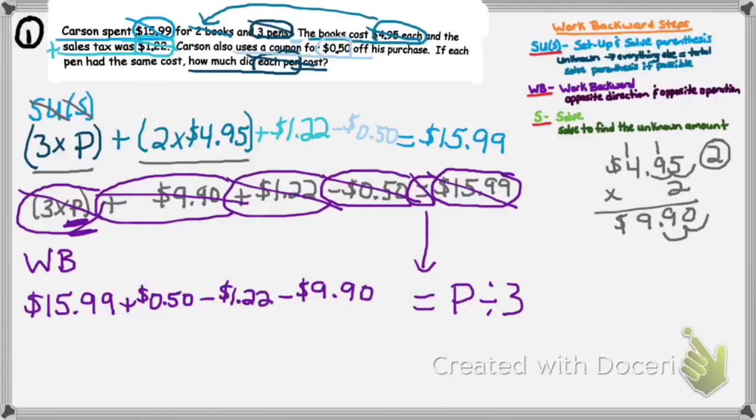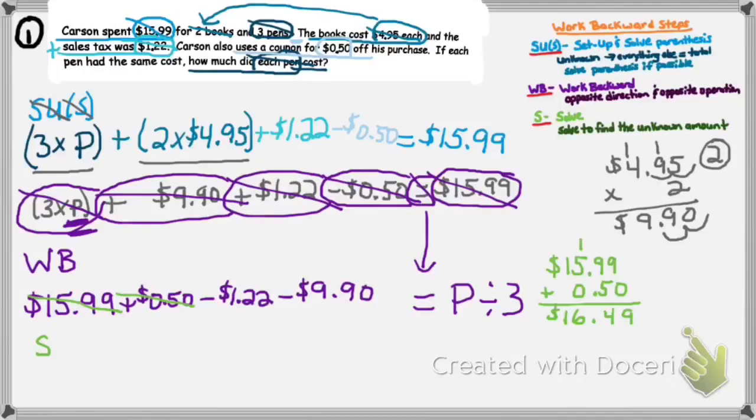My next step, if I look on the top right-hand side, is my green S step, and S stands for solve. So I'm going to solve to find the unknown amount. When I get to solve, I just do my work backward step exactly as I see it. So I see $15.99 plus $0.50. Add, subtract decimals, always straight decimals. So I'm going to line up my decimals, and now I can add. I cross out $15.99 since I wrote that down. I cross out plus 50 cents since I wrote that down. I go ahead and find my total. Don't forget to bring down my decimal as I get to it.